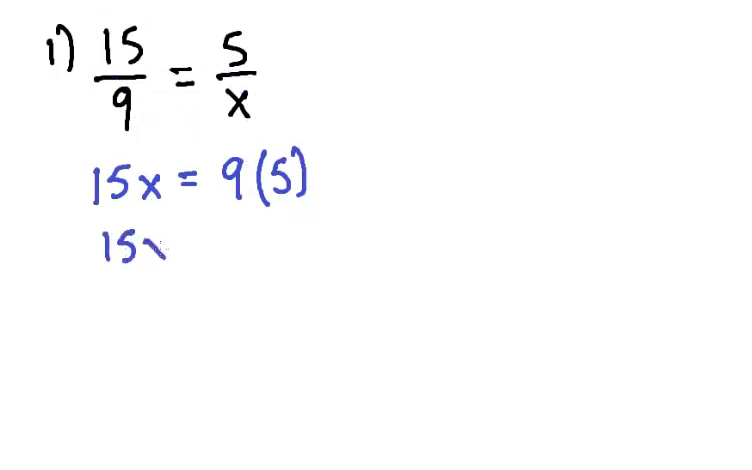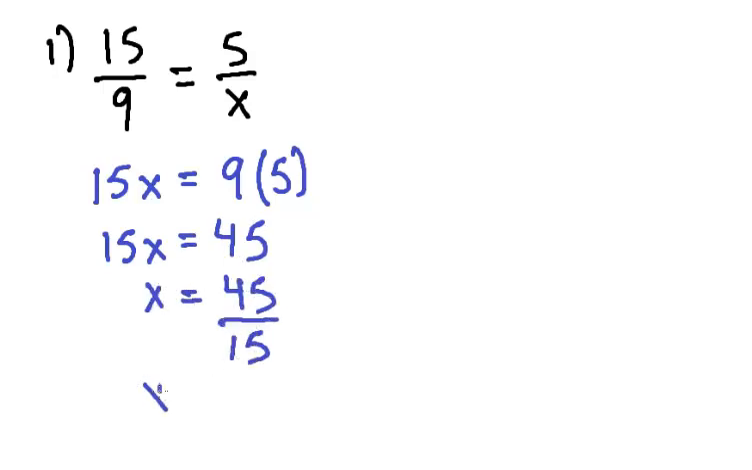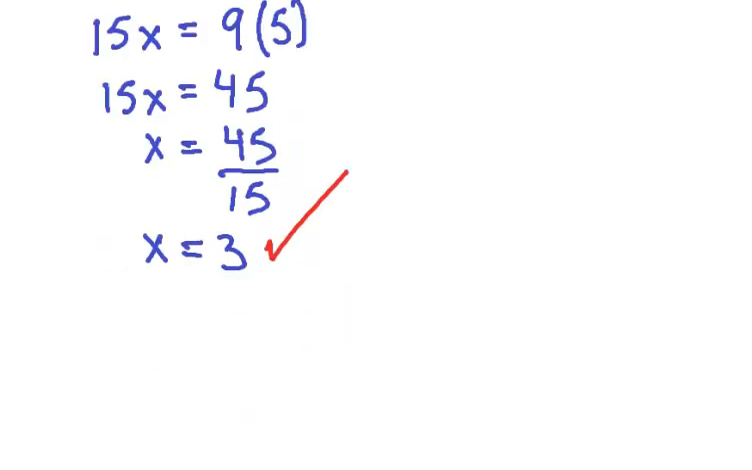Take notice that we're multiplying the opposites. Each denominator with their opposite numerator. So 9 times 5 is going to give me 45. All I need to do is pass the 15 to divide, and that will give me an answer of x equals 3. And that's it. I found the answer of the rational equation, or the fractional equation in this case.